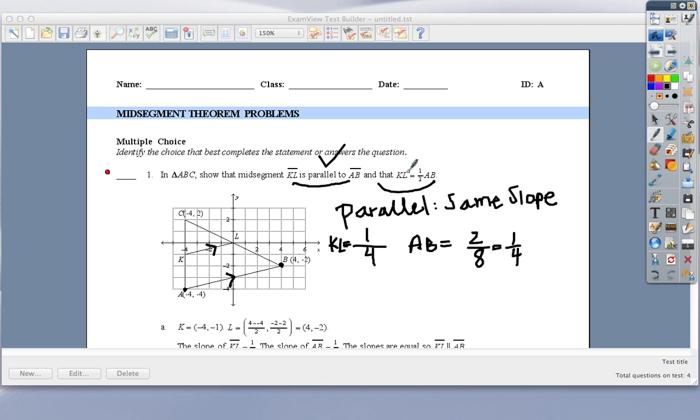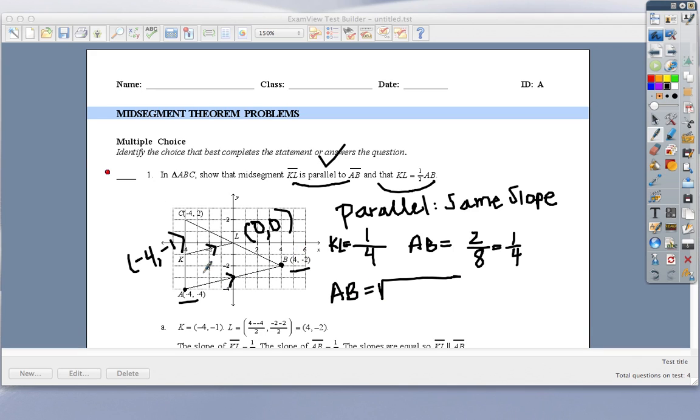Then we have to show that KL is half of AB. Well, for that, we can use the distance formula. We need to find the distance from A to B, and then we need to make sure that KL is half of that. K and L don't have the coordinate points labeled, but you can tell L is at the origin, so L is (0, 0), and K is (-4, -1). So we can use the distance formula. Let's find the distance of AB.